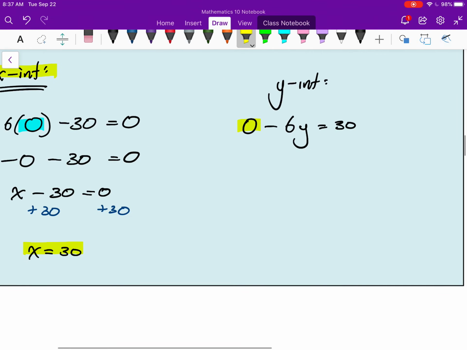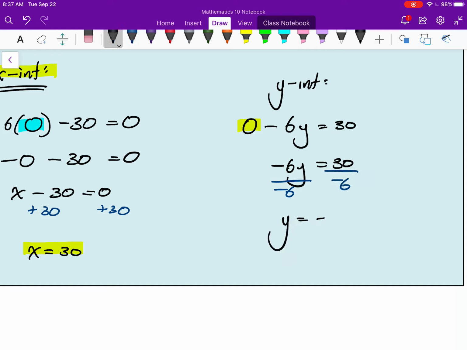So really all I have is minus 6y equals 30. Minus 6 times something equals 30. If I want, I can just divide both sides by negative 6. And so y equals negative 5. And there's my y-intercept, negative 5.